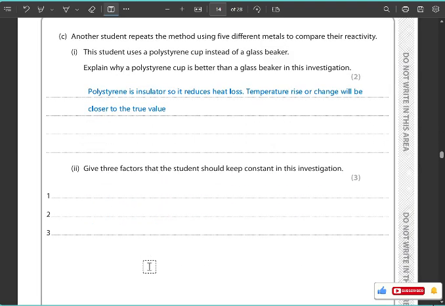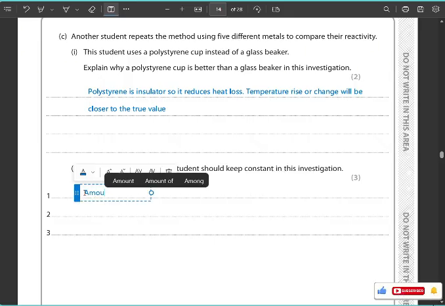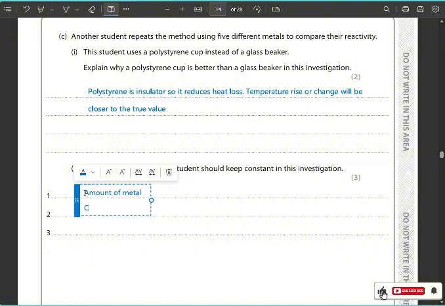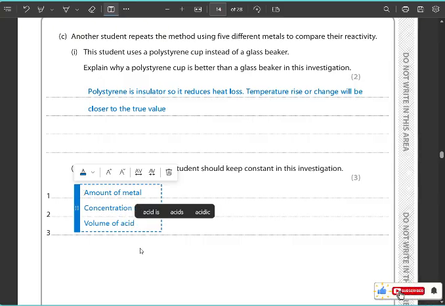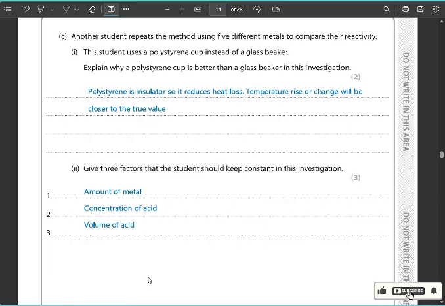Okay, give 3 factors that the student should keep constant in his investigation. The first one is the amount of metal, and the second one is the concentration of the acid, and the third one is the volume of acid. There are more than 3, and I can tell you, there are also the speed of stirring or room temperature.